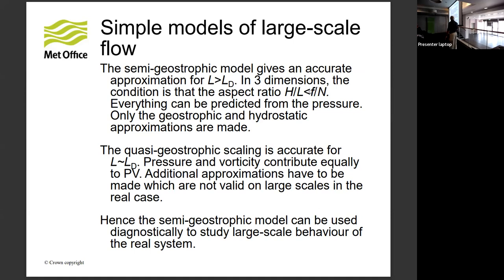So that's why you can't use the semi-geostrophic model prognostically: it's only valid on this scale, and small scale behavior is horrible. If you try to integrate prognostically, you start finding that out very quickly. But it's very useful diagnostically, to take real data and simply work out, as I'm going to show in a bit, how the large scale behavior is determined.